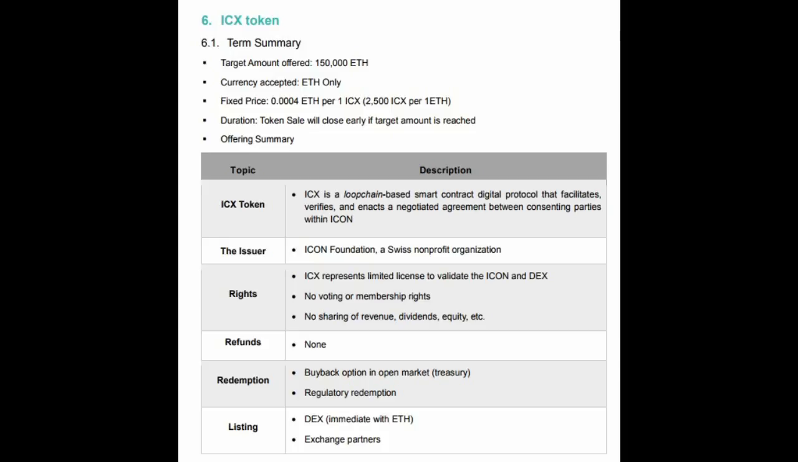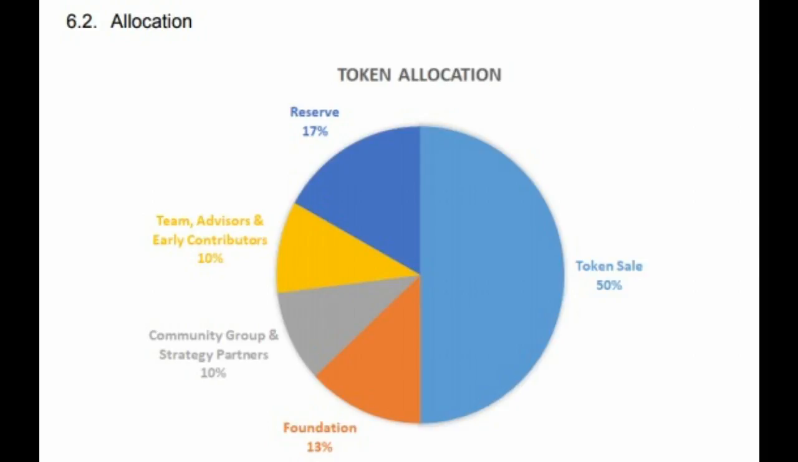So token allocation goes as follows. 50% will be through the token sale. 50% is held for the team. They're going to use 17% of that as a reserve, 10% for team advisors and early contributors, 10% for community group and strategy partners, and 13% for the ICON Foundation.